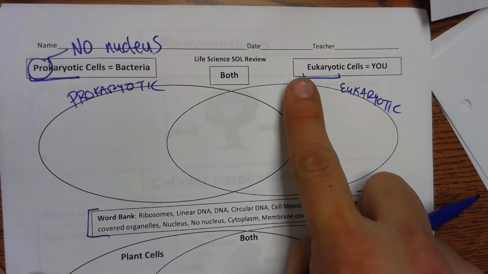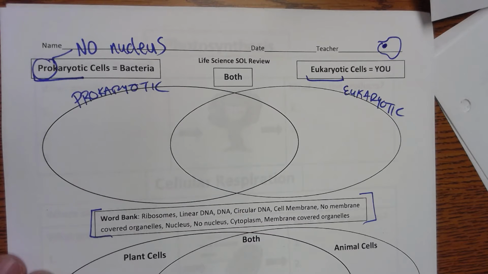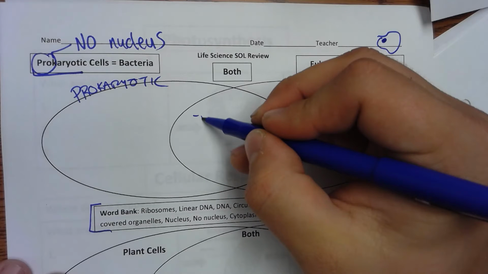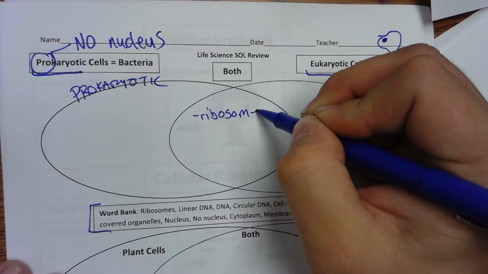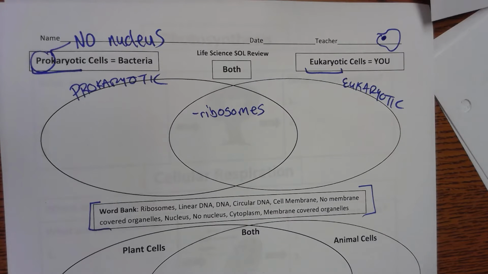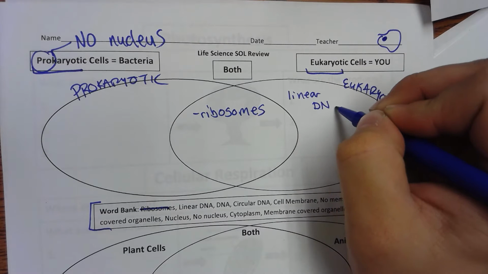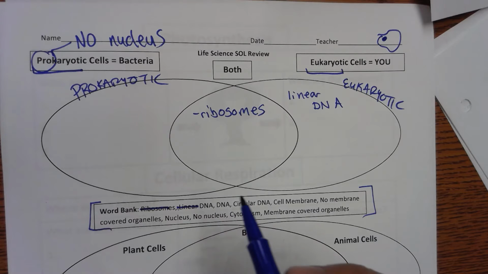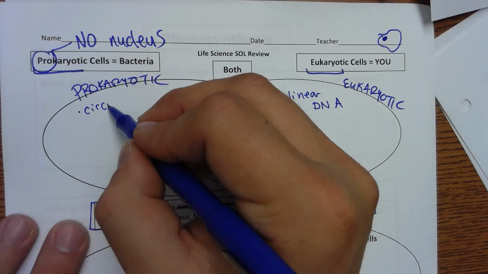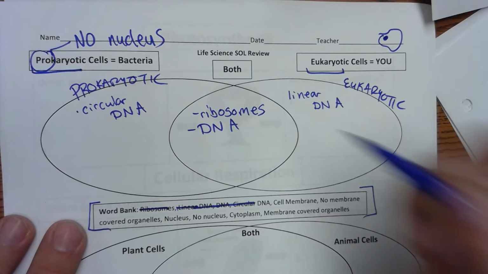Eukaryotic, remember, your cells, of course they have a nucleus, okay? So that's the major difference. So ribosomes, they both have ribosomes. Ribosomes make protein, okay? They both have ribosomes. This is not really that important, but this DNA is linear in eukaryotic cells, and it's circular in prokaryotic cells. But what you need to know is they both have DNA, okay?